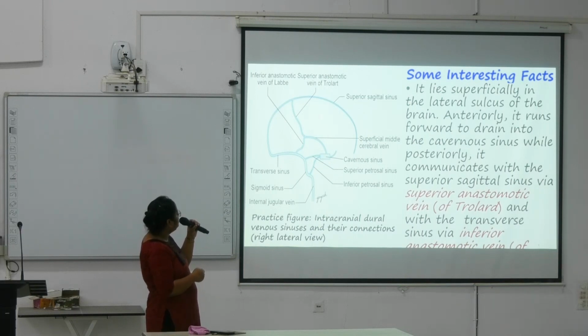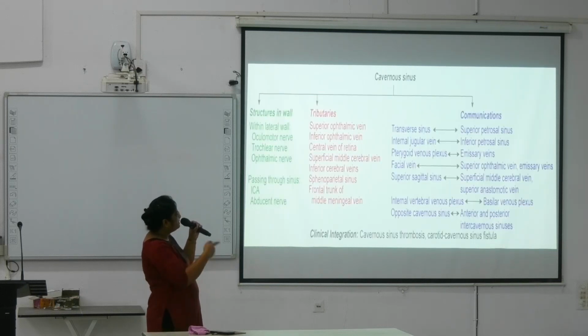Okay, these are connecting veins: the superior anastomotic vein of the shoulder and superficial cerebral vein. And this is the inferior anastomotic vein of the labrum. Next. Okay, these are the cavernous sinus. Next.